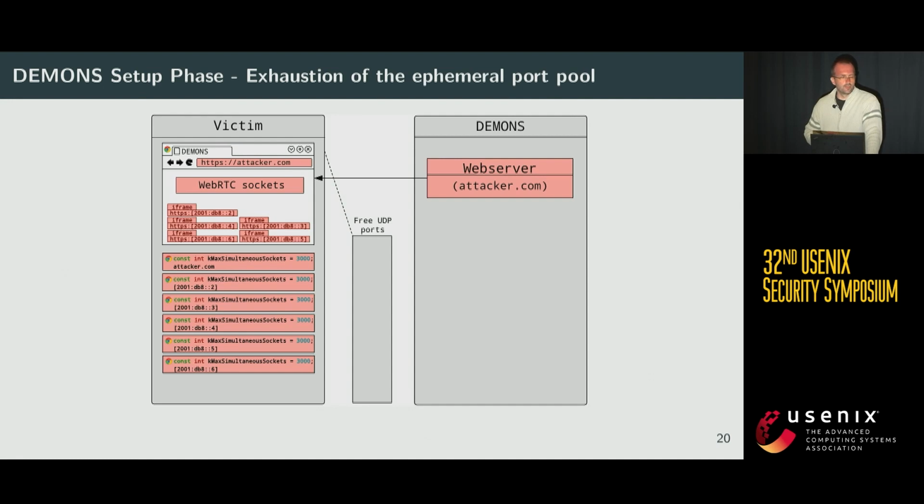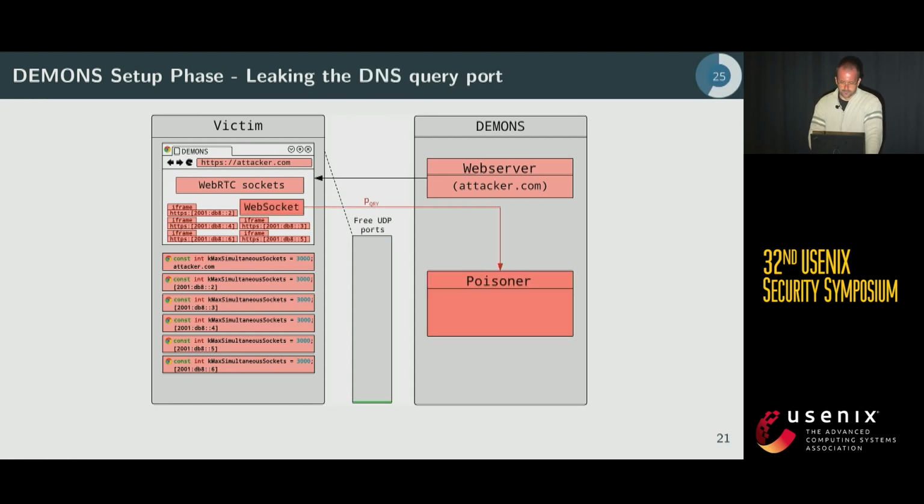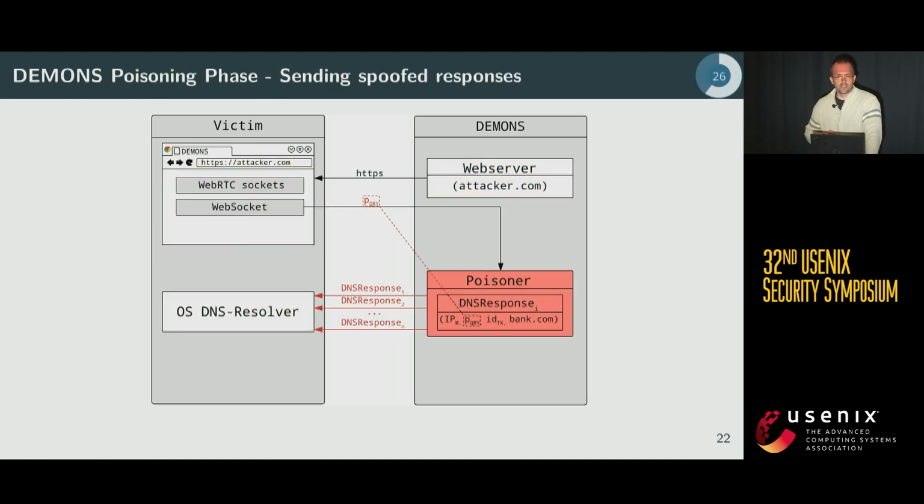However, we don't want to implement a DoS attack. We want to create a DNS cache poisoning attack. So what we do now is we release one socket back to the operating system and leak it via WebSocket to the attacker's poisoner. So now the attacker knows which DNS query port will be used by the victim and can start to send spoofed DNS responses for a domain of their choice.